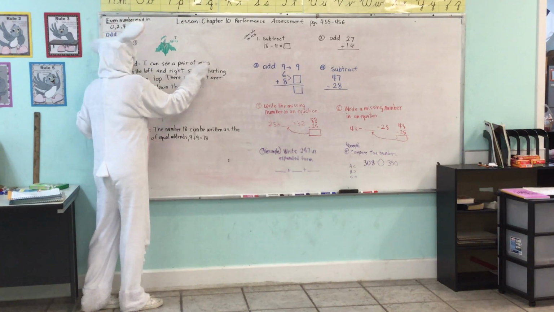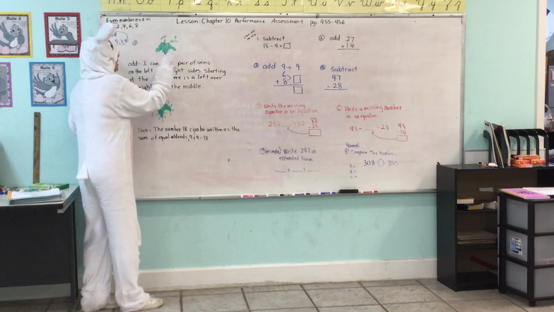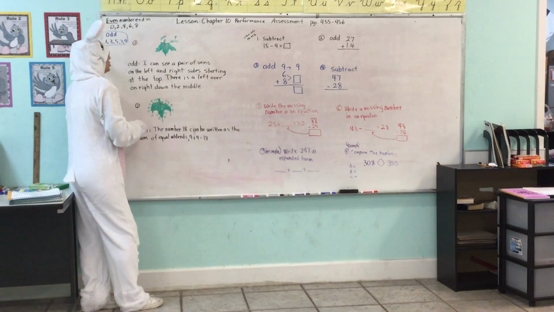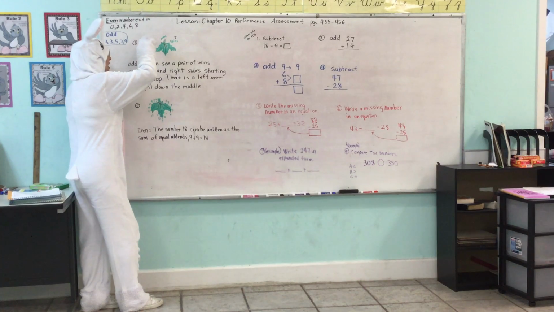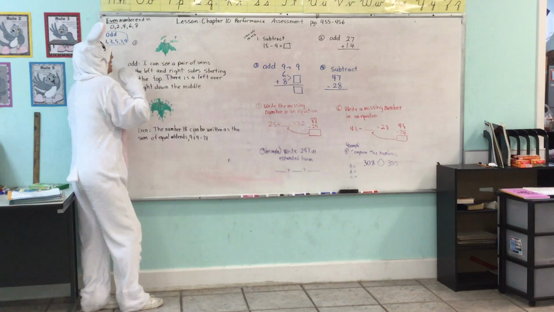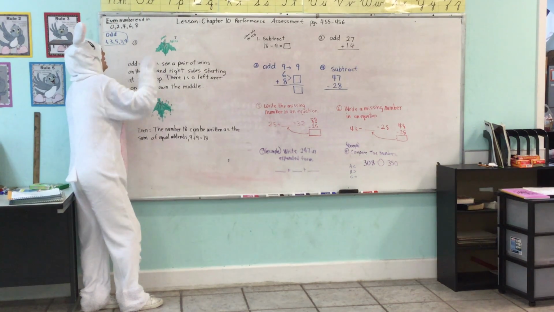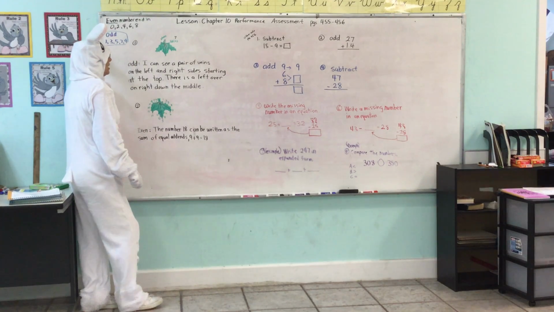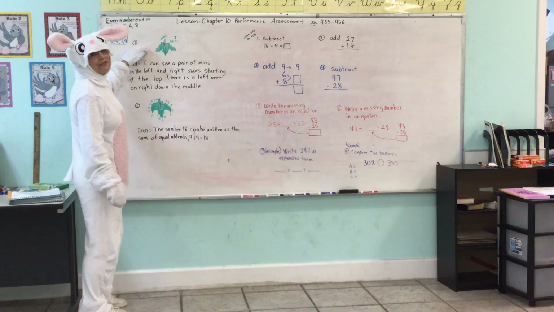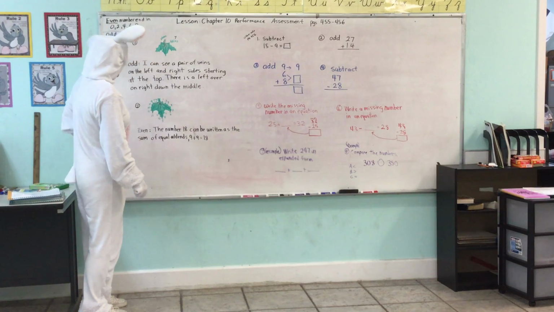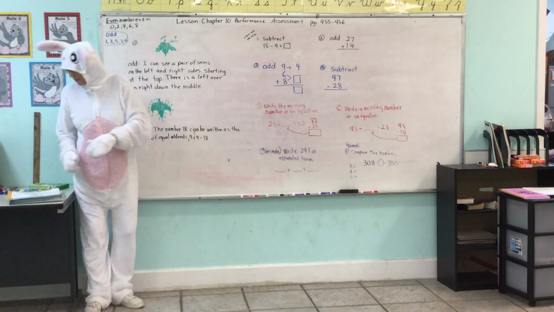I can see a pair of veins on the left and the right sides. Starting at the top, there is a left over a right again, then down the middle, and 2 more left and right. So that is how we know we have 7 veins. Now, let's look at number 2.